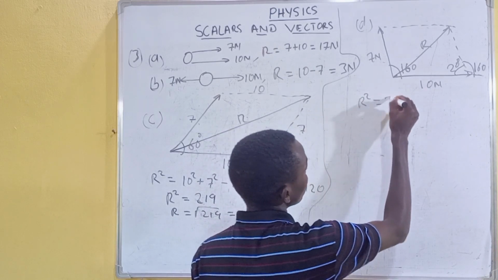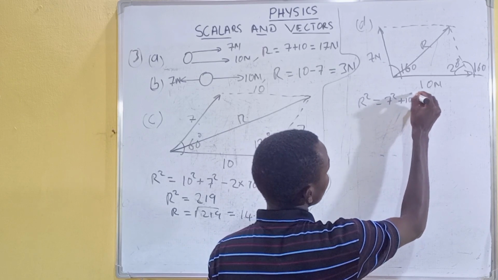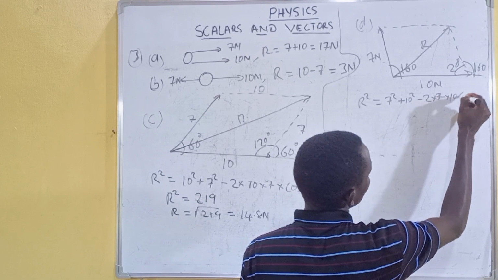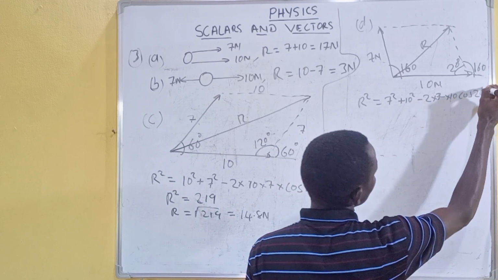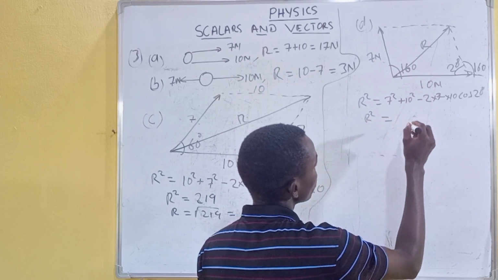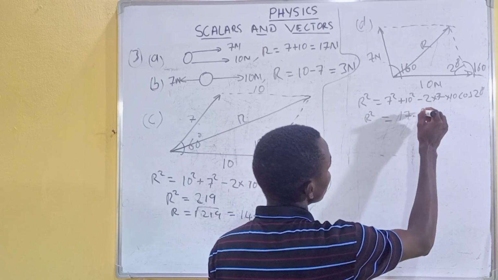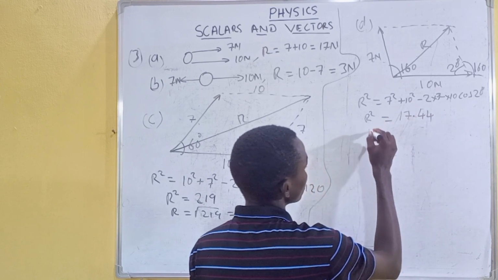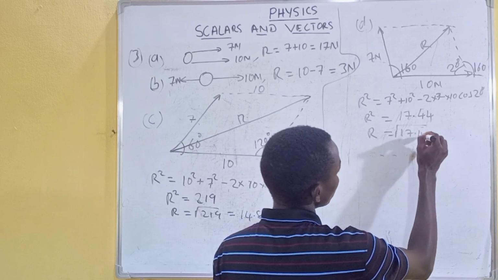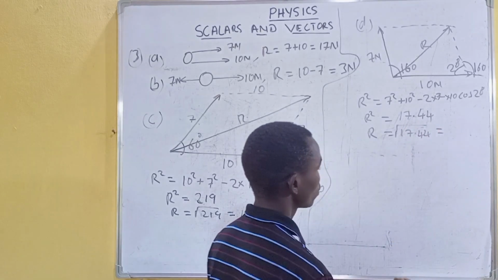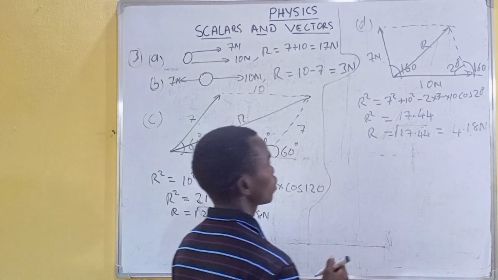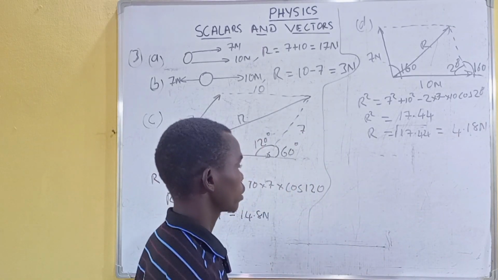R squared is equal to 7 squared plus 10 squared minus 2 times 7 times 10 cos 20 degrees. When you press your calculator, R squared will now be equal to 17.44. Therefore, our resultant vector will now be root 17.44. This will give 4.18 Newton.